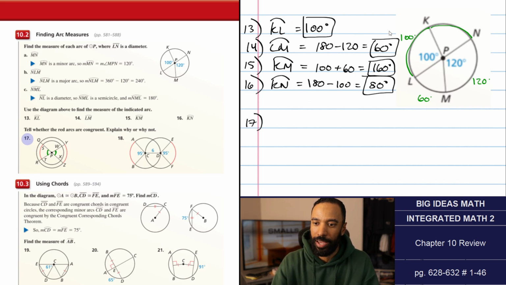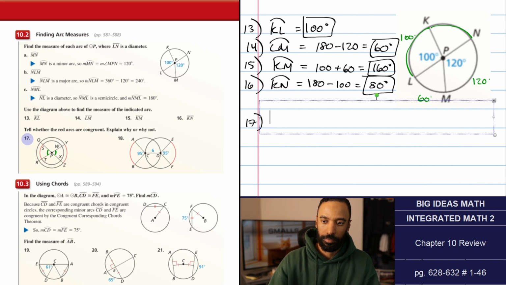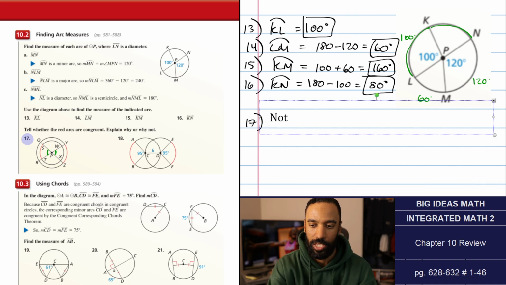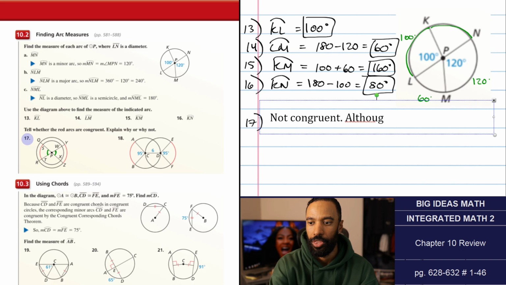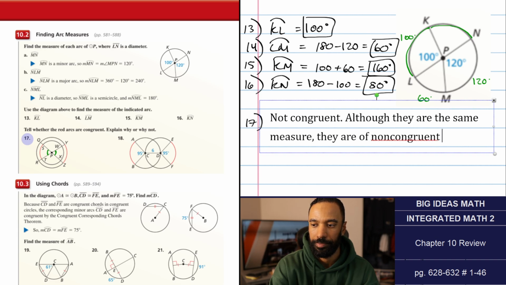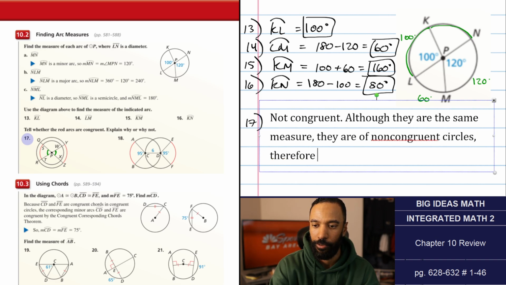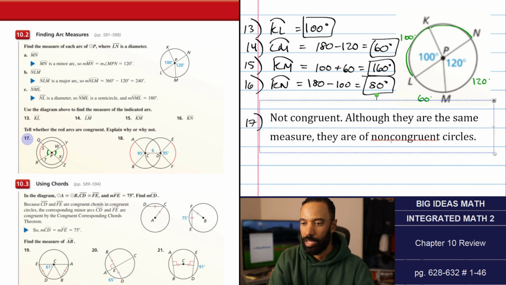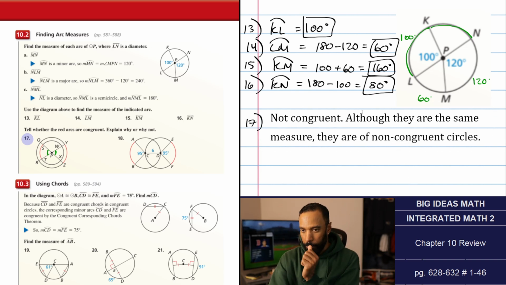So let me type the one out. Not congruent, that's the ST and YZ. Although they are the same measure, they are of non-congruent circles. Therefore, they're not congruent. That apparently is not a word, so there we go. Okay, so that's number 17.